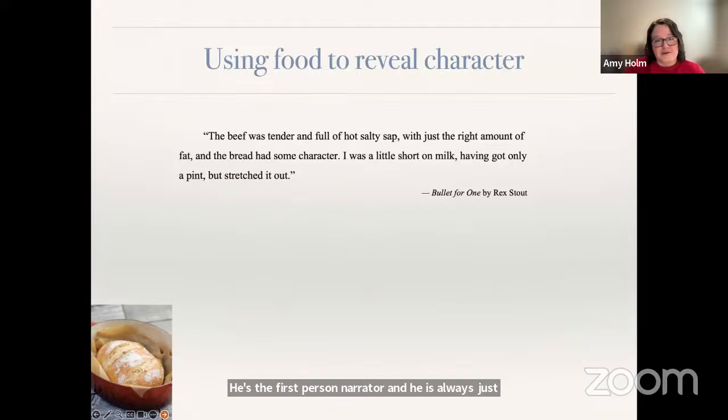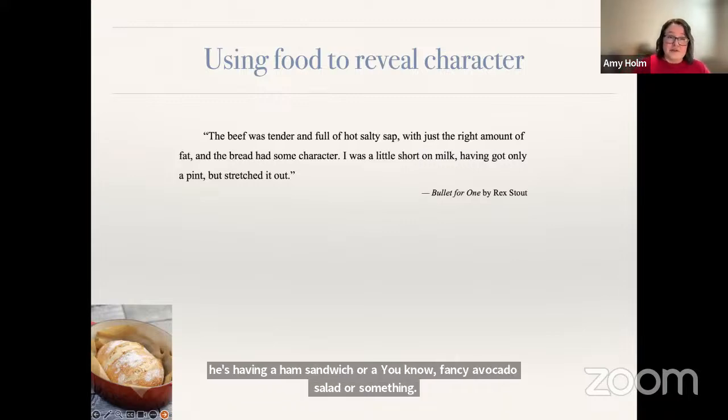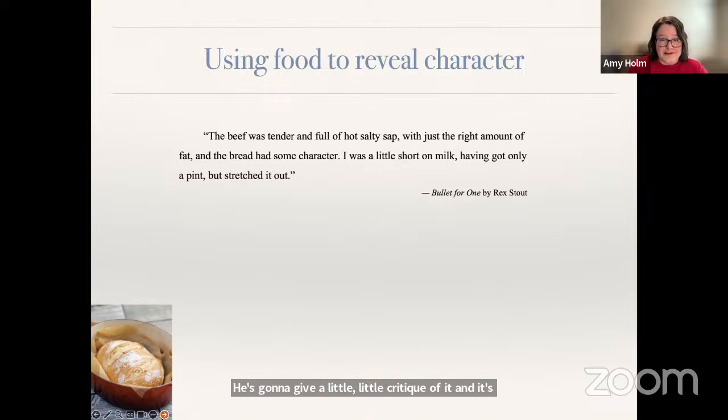The food is not really that important to the plot. It's not even necessarily that important to establishing atmosphere or anything like that. It's simply that Archie is going to tell us what he's eating, whether he's having a ham sandwich or a fancy avocado salad or something. He's going to give a little critique of it, and it's really just sprinkled throughout. So that was a fun example for me to come upon, and it does reveal maybe the detail-oriented character of a detective to be commenting on these kind of details.